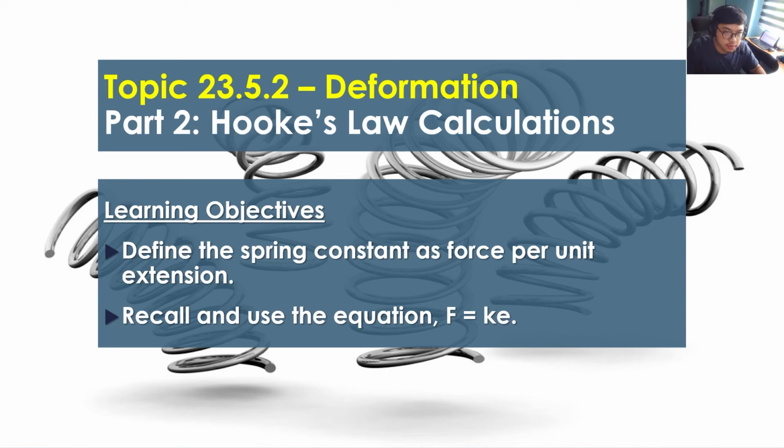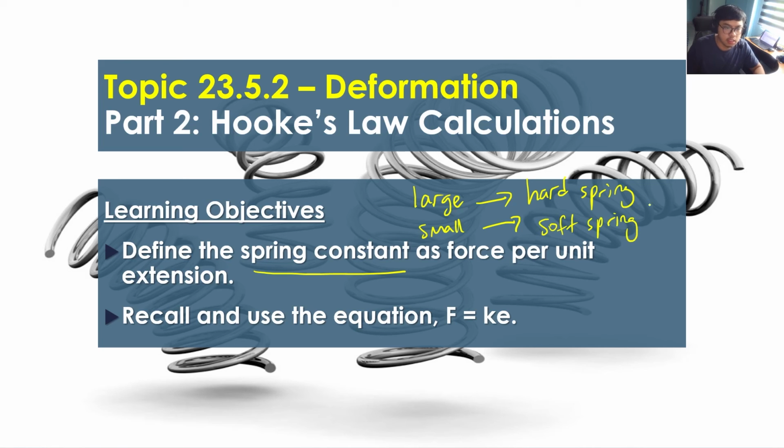To summarize this video lesson, remember what spring constant is. If a spring has a large spring constant, that means that spring is a hard spring. If the spring has a small spring constant, that means it is a soft spring. That means it's easy to pull. And make sure you remember F equal to KE. That's the formula that we use for elastic objects.